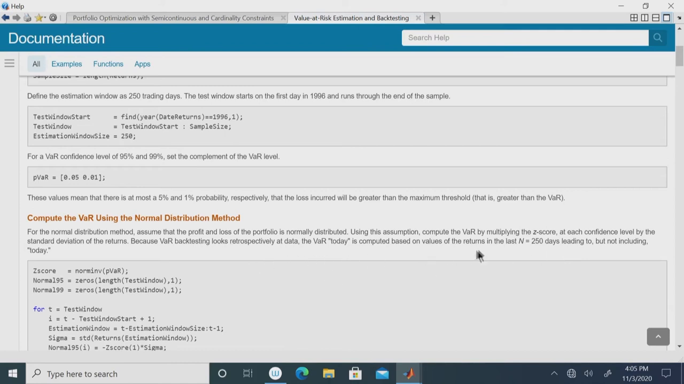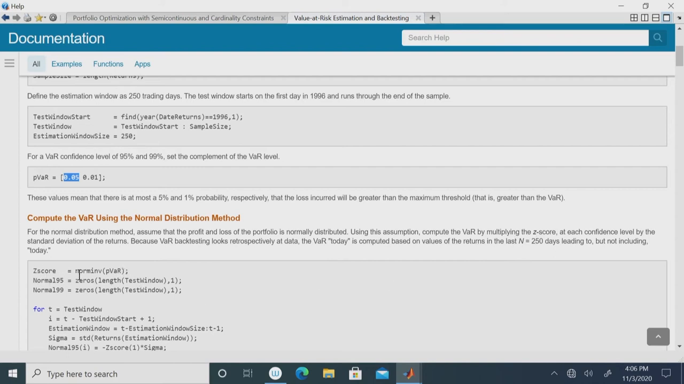And also, we need to account for the fact that this z score is nothing but a number which gives you the inverse of the cumulative normal distribution at 0.05. That means it is going to give that particular value such that 5% of the area lies to the left of that value on the x axis. So accordingly, we first set the z score and keep it ready, because we have to do it just one time.